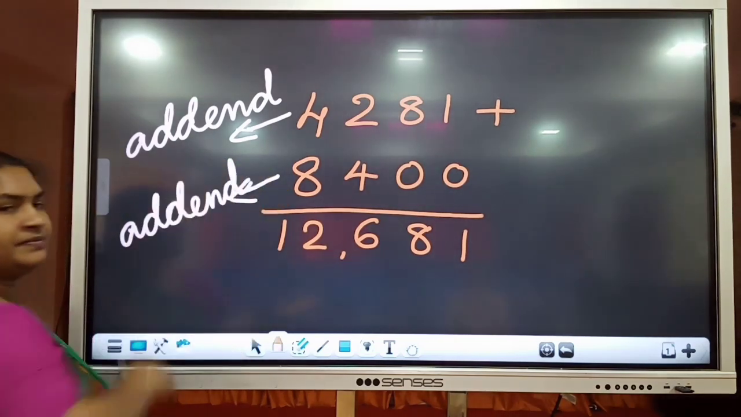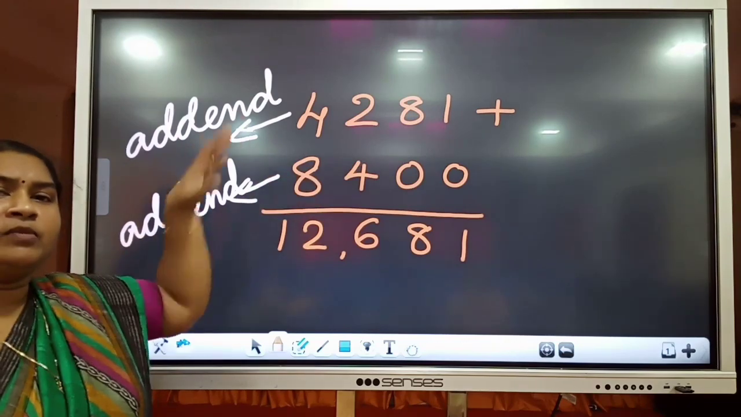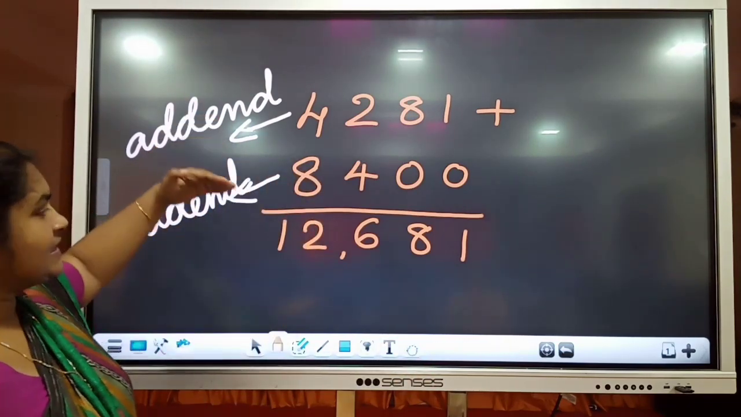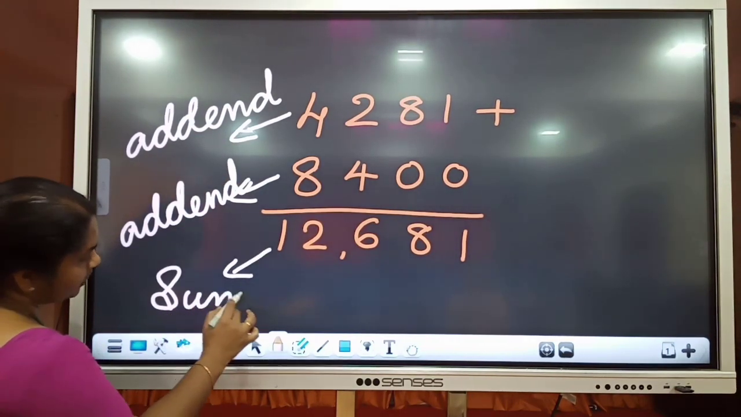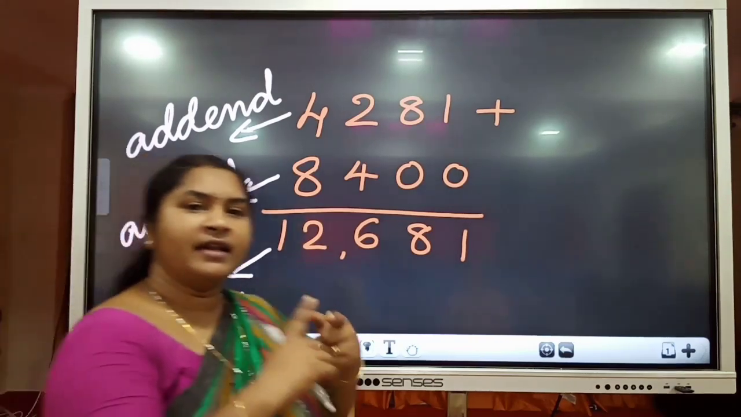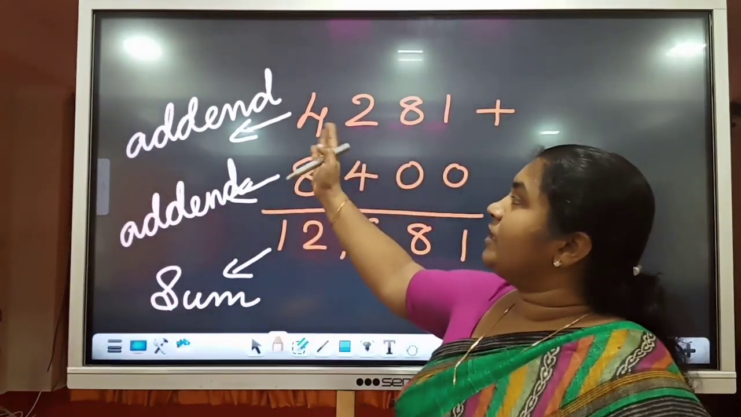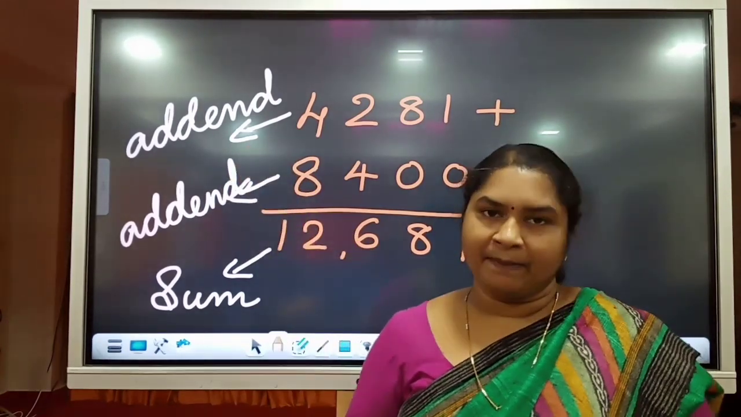Addend. Addend. This is also an addend. If we are adding one more number, that will also be another addend. Addend plus addend, the answer is known as the sum. So find the sum means add the numbers, 2 or 3, whatever may be the numbers given. Those numbers are known as addends. Addend, addend, the answer is called the sum.